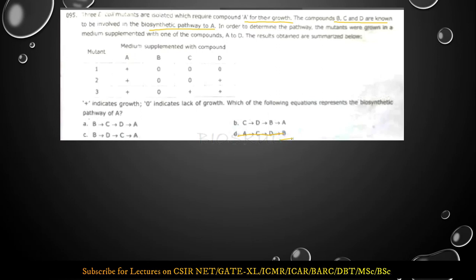In order to determine the pathway, the mutants are grown in a medium supplemented with one of the compounds A to D. The results obtained are summarized below. Plus means growth, 0 indicates lack of growth. Which of the following equations represents the biosynthetic pathway to A? A means complete growth. So the initial point in the biosynthetic pathway will be where there is complete lack of growth. So you can see at point B there is no growth at all.